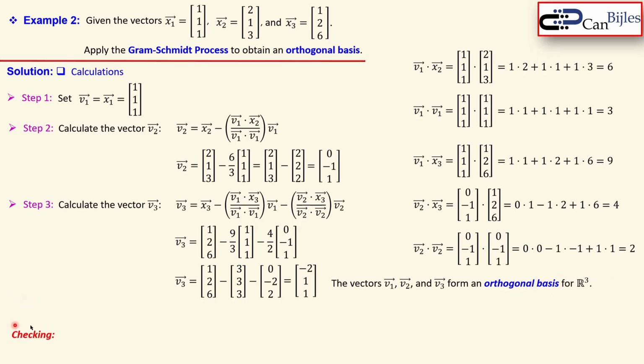Okay, now let's check this. We need to make 3 checks. That is then v1 dot product with v2. So we see that this is indeed 0, because this is 1 times 0 plus 1 times minus 1, which is then minus 1, and 1 times 1 is plus 1, so we will add up to 0.